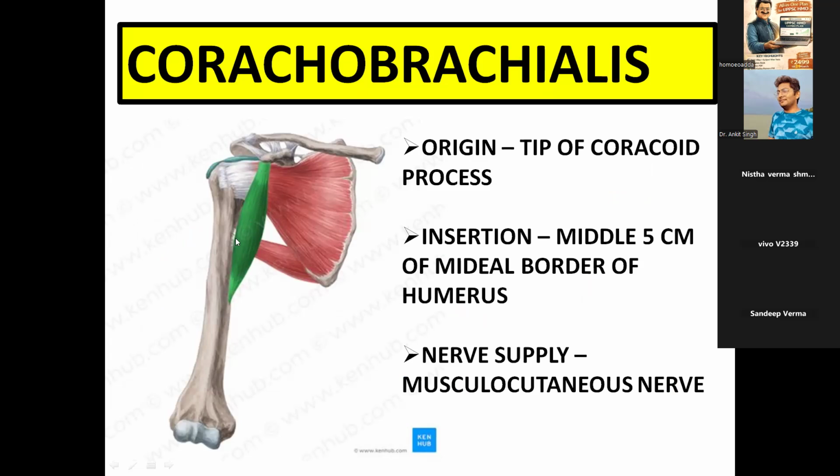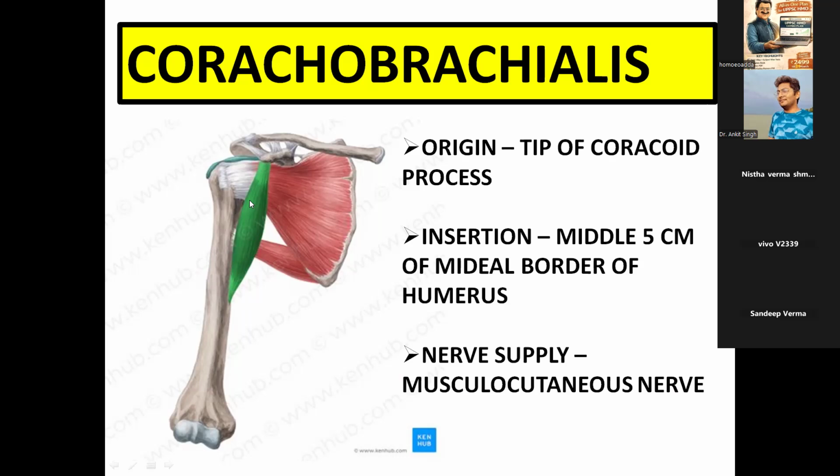You can see this is the humerus. Over here there is a lateral border, there is an anterior border, and there is a medial border. So at the middle of the medial border there is an insertion of this coracobrachialis. So the origin is at the tip of coracoid process, the insertion is at the middle of the medial border of the humerus. The nerve supplying this coracobrachialis is the musculocutaneous nerve.